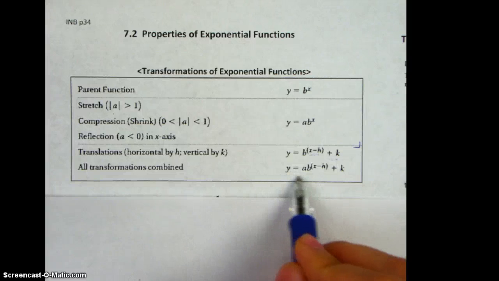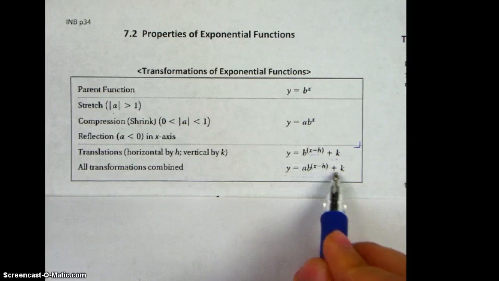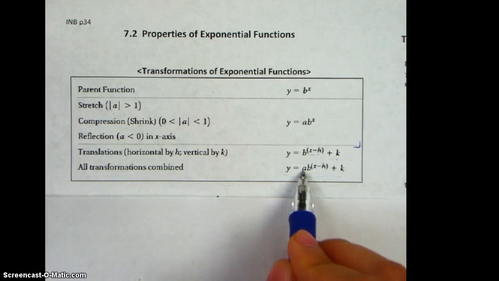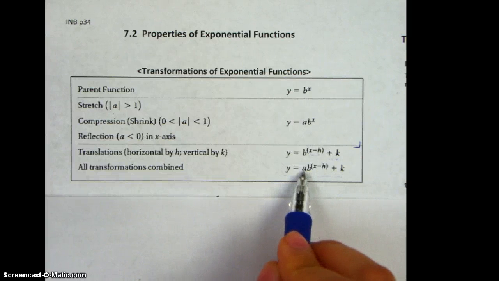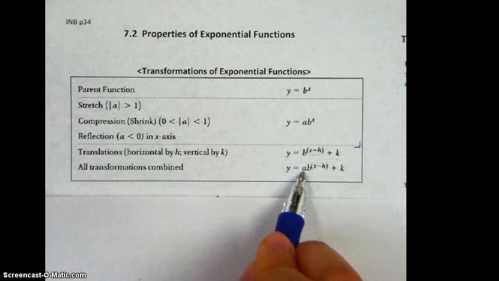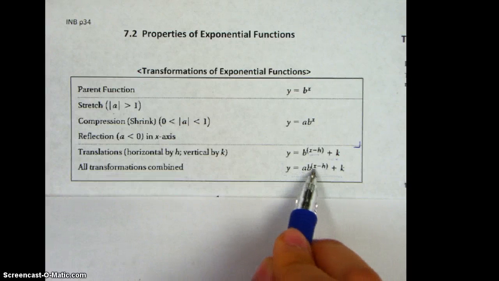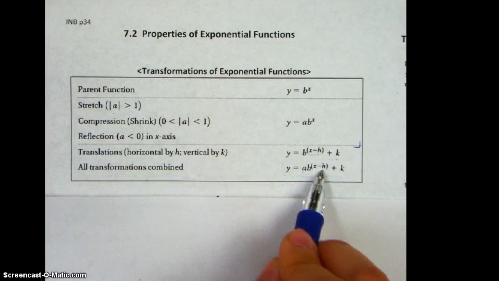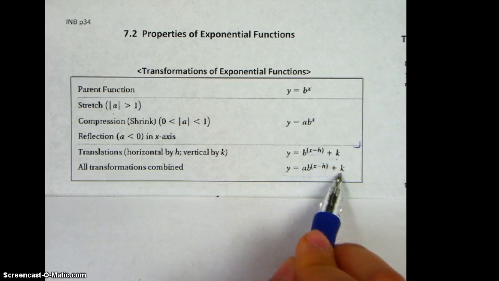If you have this kind of form, a times b to the x minus h plus k, that means it has three transformations going on. It has vertical stretch or shrink depending on the absolute value of a. Also, if a is negative, it has a reflection across the x-axis. It has x minus h, meaning the graph moves to the right. If you have k, it moves up k units.